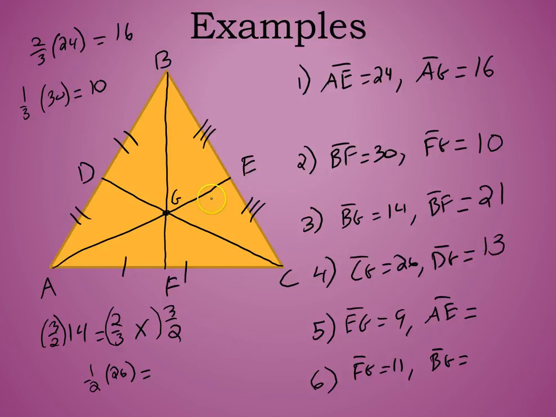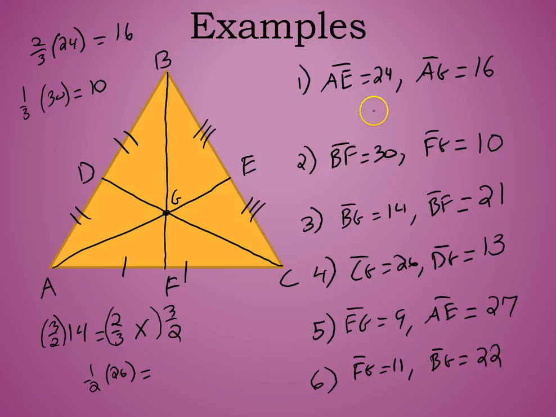And then when we're given the smaller pieces EG and FG, we're either doubling it to get to the other piece, or tripling it to get the entire median. So if EG is 9, and I want to find the entire median AE, I triple 9, and get 27. If I'm given FG, and I want to find the other piece BG, the other bigger piece, we're going to double it. 11 times 2 is 22.